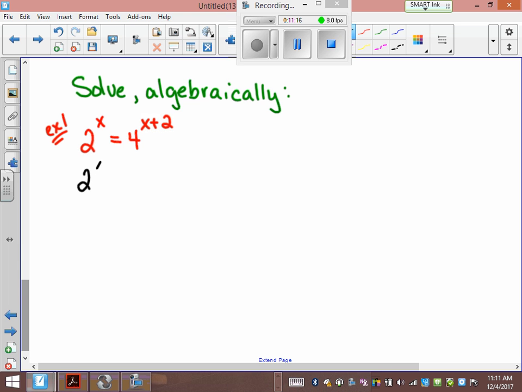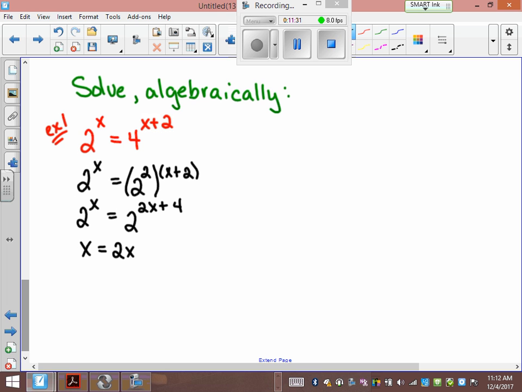So this is from before. 4 is 2 to the 2. X plus 2. And we have to remember to distribute it. So we get 2 to the x equals 2 to the 2x plus 4. And we'd solve it. X equals 2x plus 4. Subtract 2x. Negative x equals 4. I don't want negative x. I want positive x. So I have to divide by negative 1. So x equals negative 4. And I would have my solution.